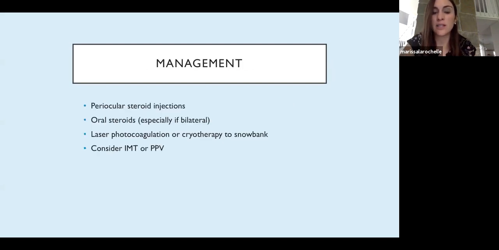Management for intermediate uveitis. You can do periocular steroid injections, intraocular steroid injections, oral prednisone I use often if the patient presents with bilateral active disease. There's evidence for laser photocoagulation or cryotherapy to the pars plana. Immunomodulatory therapy in chronic or recurrent disease, and then considering a vitrectomy, which can be diagnostic if you're worried about infectious causes, and there's some evidence that vitrectomy can be therapeutic as well.